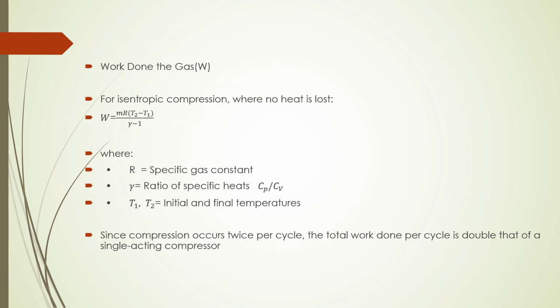Work done on the gas for isentropic compression, where no heat is lost. We have our specific gas constant, the ratio of specific heats, and the initial and final temperatures. Since compression occurs twice per cycle, the total work done per cycle is double that of a single acting compressor.